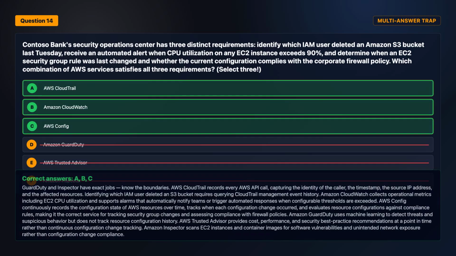The correct answers are option A, option B, and option C. GuardDuty and Inspector have exact jobs. Know the boundaries. AWS CloudTrail records every AWS API call, capturing the identity of the caller, the timestamp, the source IP address, and the affected resources. Identifying which IAM user deleted an S3 bucket requires querying CloudTrail management event history.